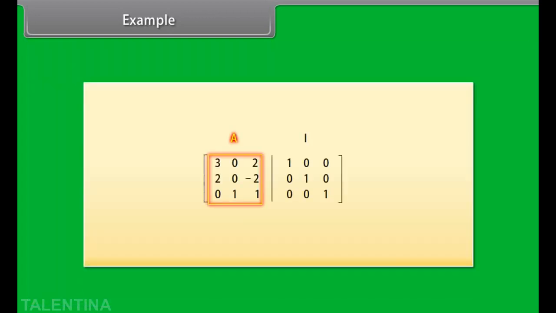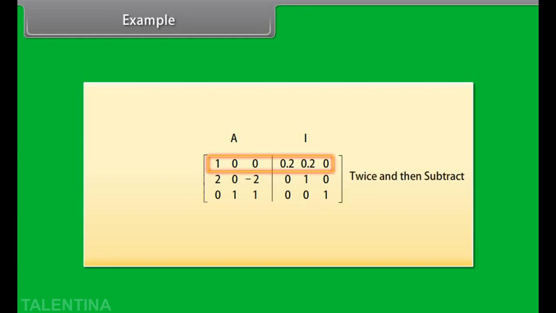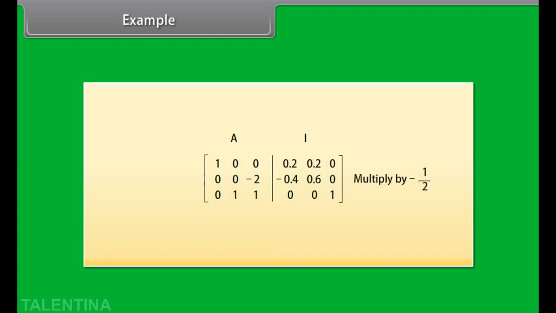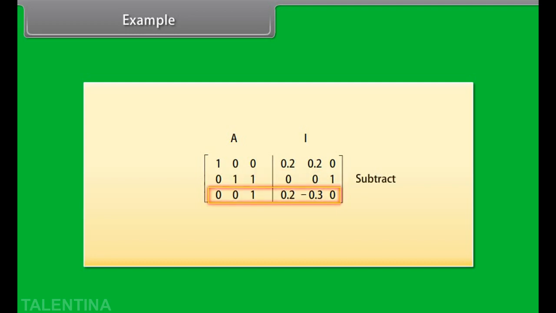Start with A next to I. In this example, our first step is to add row 2 to row 1. Then divide row 1 by 5. Then take 2 times the first row and subtract it from the second row. Multiply the second row by -1/2. Now swap the second and third row. Last, subtract the third row from the second row. And we are done.